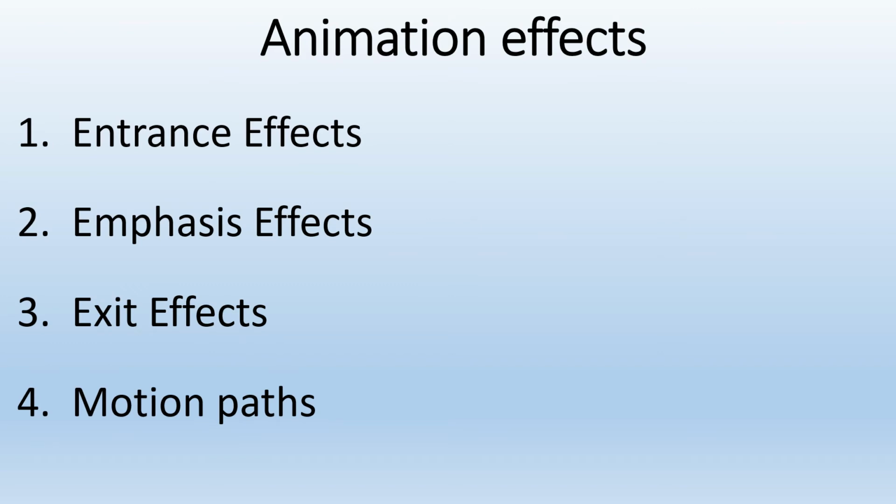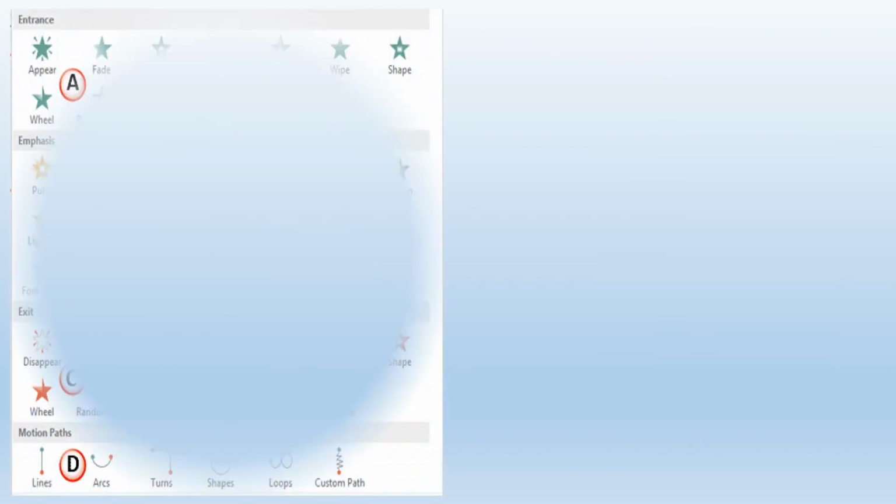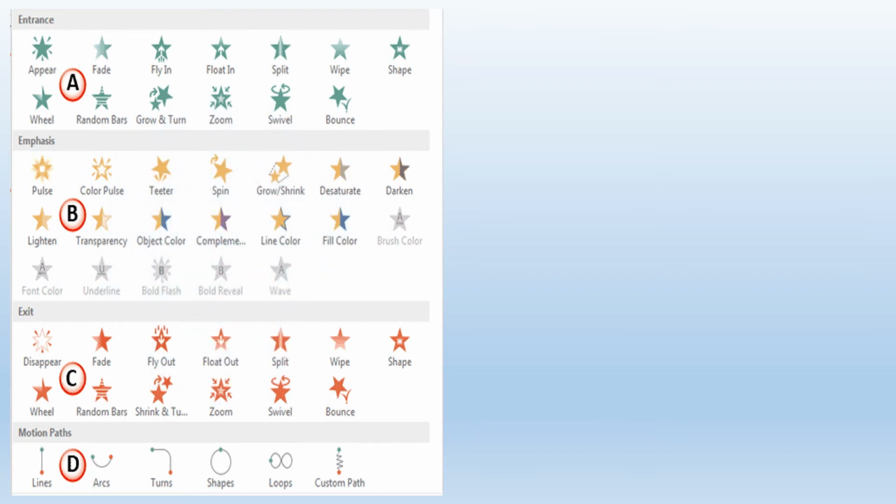And the next one is we are going to learn about animation effects. There are 4 types: entrance effects, emphasis effects and exit effects, and the last one is motion path. These are in the animation tab of the PowerPoint. Once you click on the animation tab, you will get these icons.